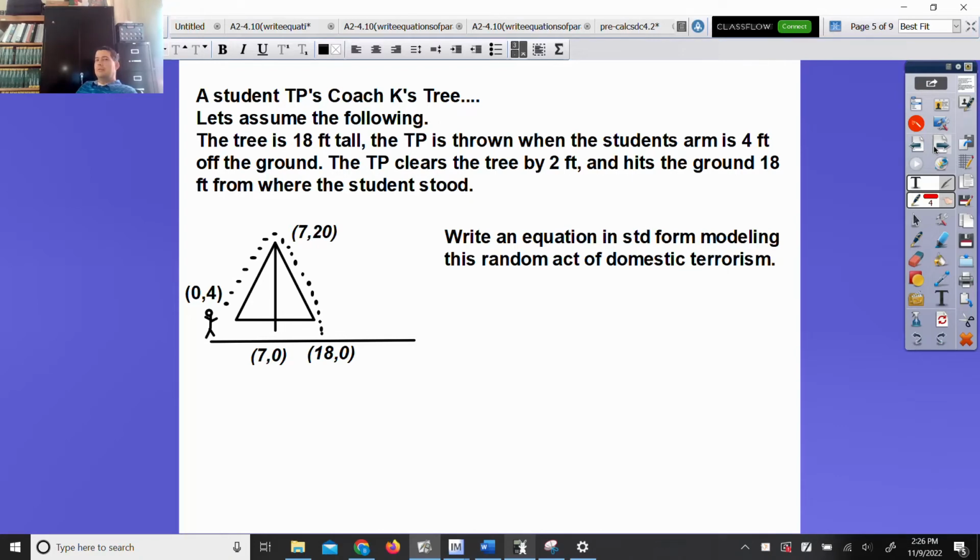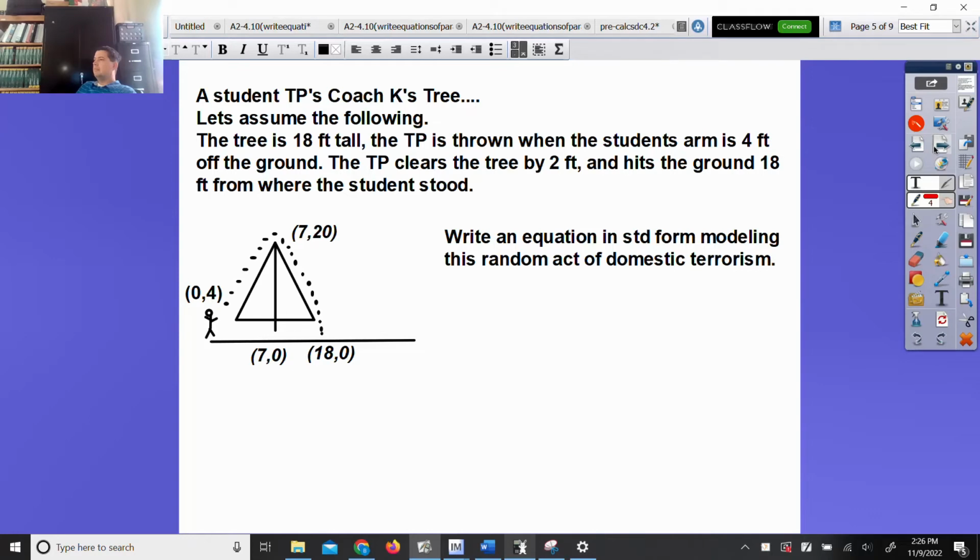Let's assume the following. The tree is 18 foot tall, which it is not, obviously. It's much bigger than that, but I wanted the numbers small for y'all. Toilet paper is thrown when the student's arm is 4 foot off the ground. The toilet paper clears the tree by 2 foot and hits the ground 18 foot from where the student stood. Write an equation in standard form modeling this act of domestic terrorism.